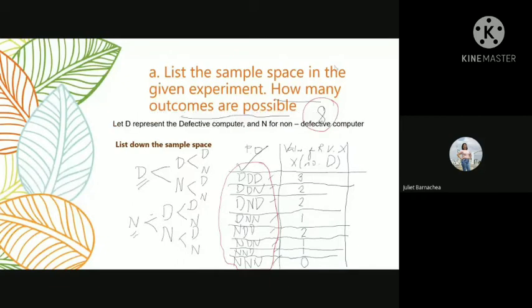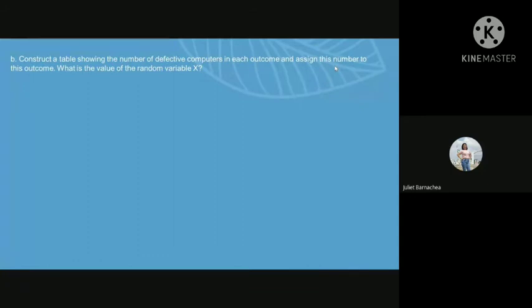Next, letter B. Construct a table showing the number of defective computers in each outcome and assign this number to this outcome. What is the value of the random variable? Nagawa na natin yun kanina. Ulitin na lang natin. PO at saka value of the random variable X. Random variable X. And this is number of defective.